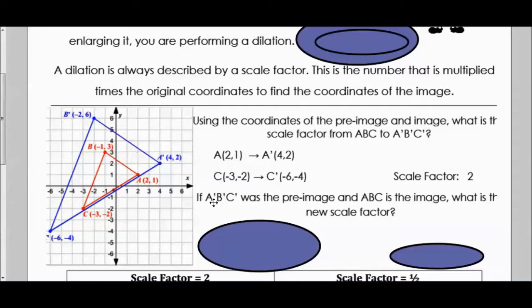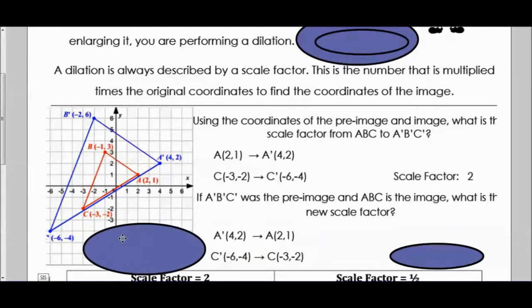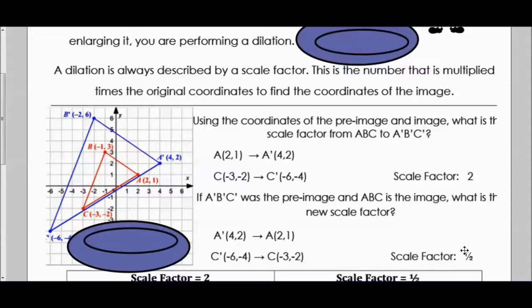The next question saying if A prime, B prime, and C prime was the pre-image and ABC is the image. So basically it's going now from the blue one to the red one. It's starting out with the blue, going to the red. What's the new scale factor? So it's going backwards from what it started out as. It's going from 4, 2 to 2, 1. That's shrinking. That's being multiplied by a scale factor that has to be less than 1 because those numbers are getting smaller. It's being cut in half or multiplied by a scale factor of 1/2.